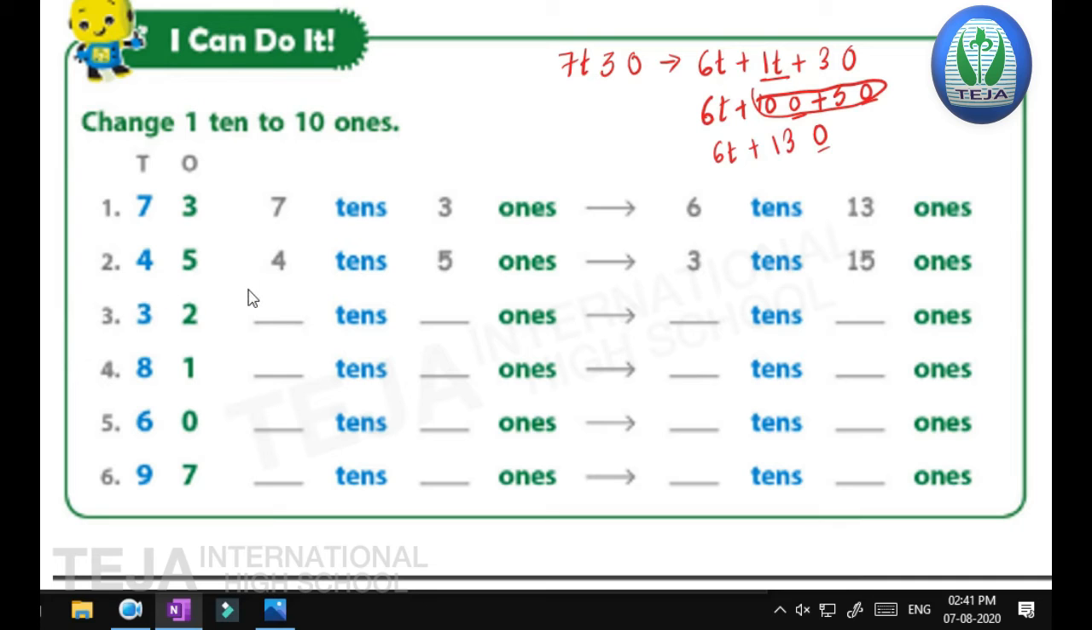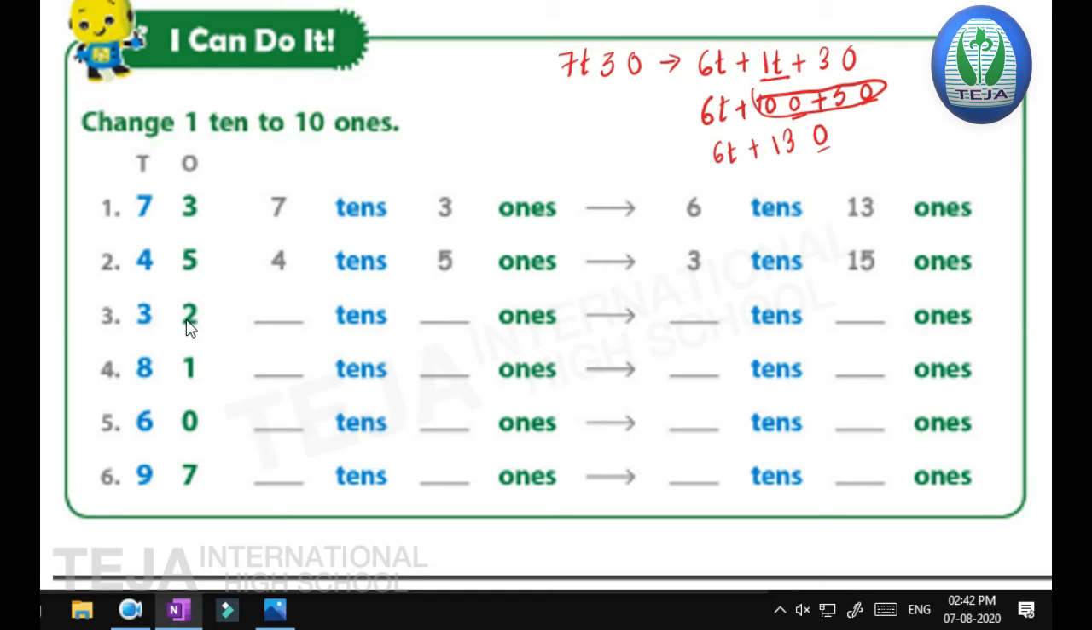Now next, 45. Here in the ones place 5 is there, and in the tens place 4 is there. So that is 4 tens, 5 ones. Now from these 4 tens we will remove 1 ten and convert that 1 ten into ones. So 4 minus 1 is 3 and 1 ten is equal to 10 ones. So 10 ones plus 5 ones equal to how much, children? 15 ones.